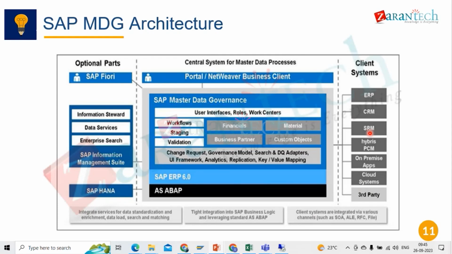Using those models, you can replicate data from MDG to target systems. Does anyone have any questions here? I hope you clearly understand now what MDG is and what it will control. Yeah, one question here. The client system is nothing but the target system from the central MDG once the data gets replicated. Yes. And on the left-hand side, the optional part, right? What exactly is the use of the part which has SAP Fiori?